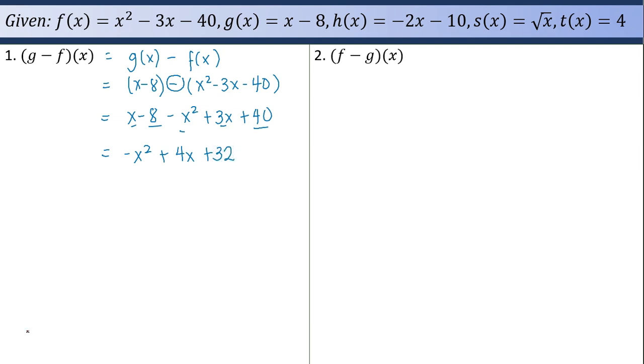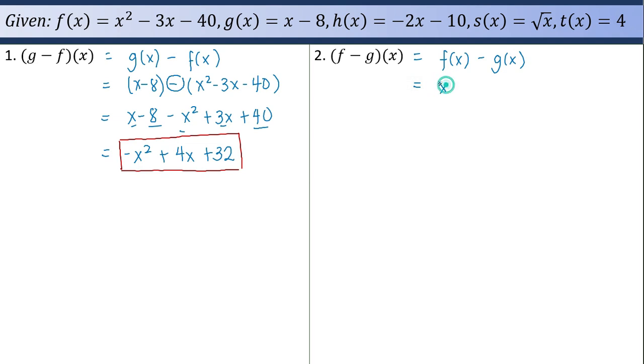Therefore, g minus f of x is equal to negative x squared plus 4x plus 32. Okay? Number 2. Paano naman pag binaligtad natin? Sa number 1, ang given ay g minus f. Sa number 2, we have f minus g. So again, this is just equal to f of x minus g of x.